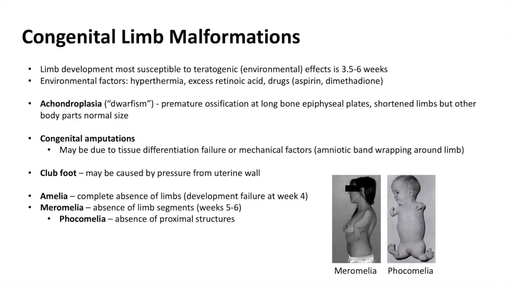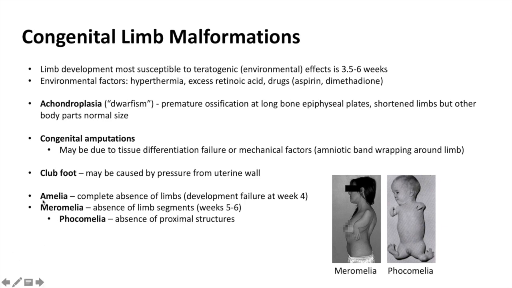Here are some congenital limb malformations. So achondroplasia, which is dwarfism, is a premature ossification of the long bones at the epiphyseal plates. So it results in shortened limbs, but yet all the other body parts are normal sized. Congenital amputations. So the person is born without a limb. It may be due to tissue differentiation failure or mechanical failures. Clubfoot, maybe because of pressure from the uterine wall.